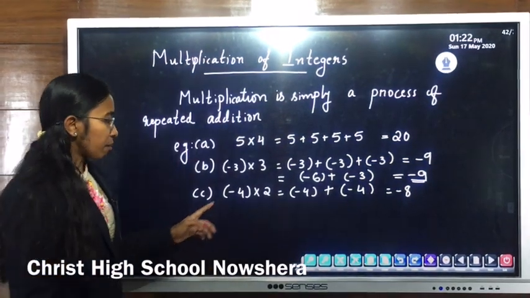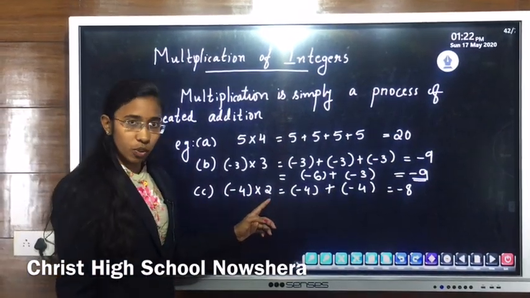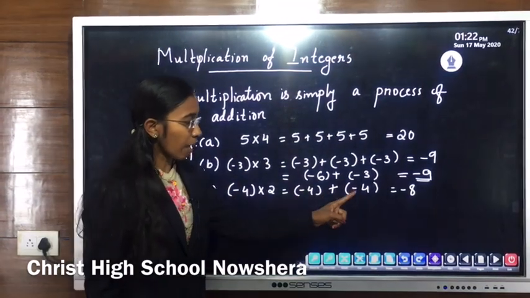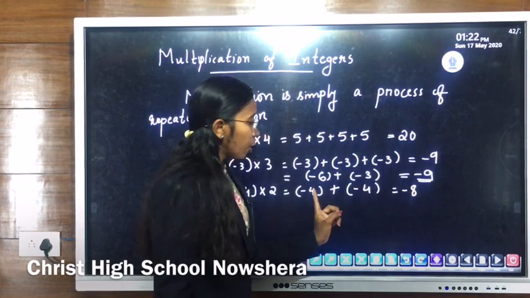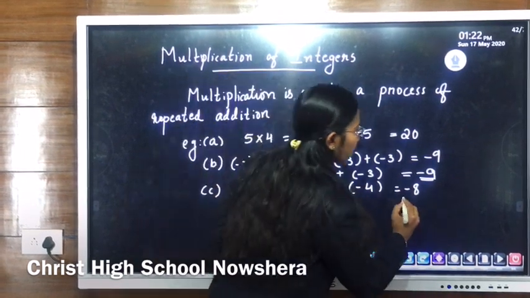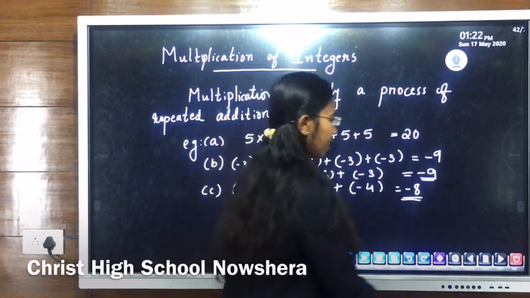And another example, minus 4 multiplied by 2, which means minus 4 added 2 times. Minus 4 plus minus 4, 4 plus 4 is 8. Both numbers are negative, so our sign is minus. So the answer is minus 8.